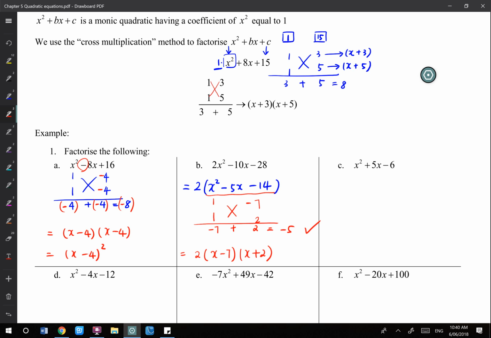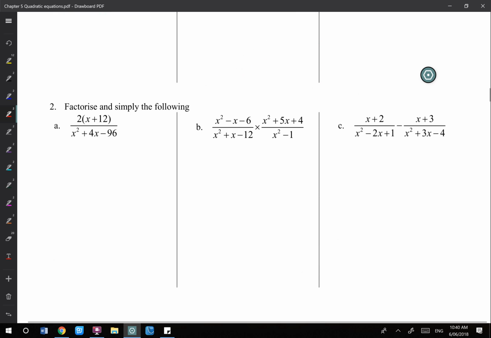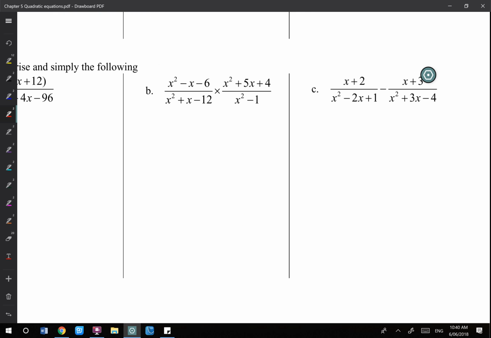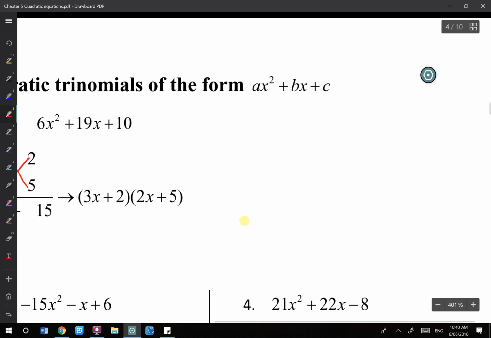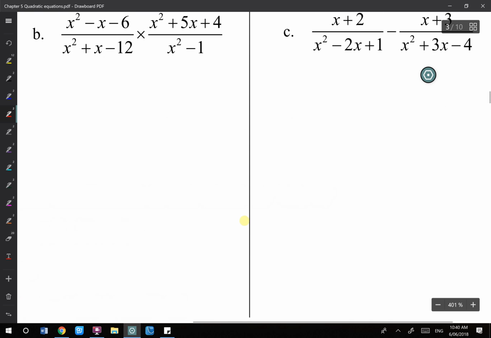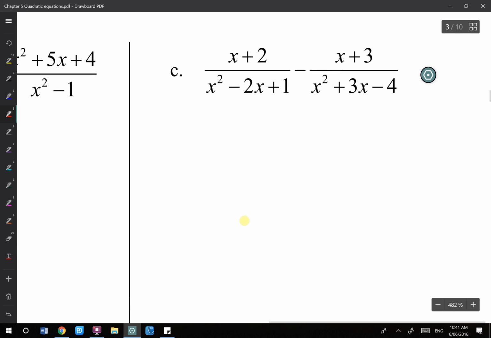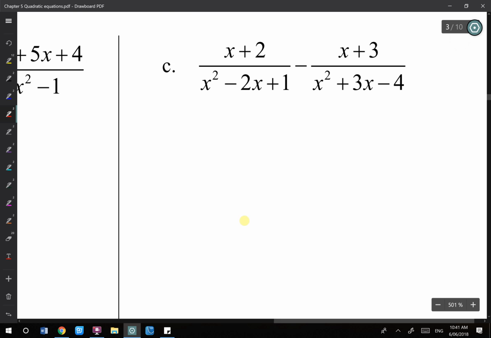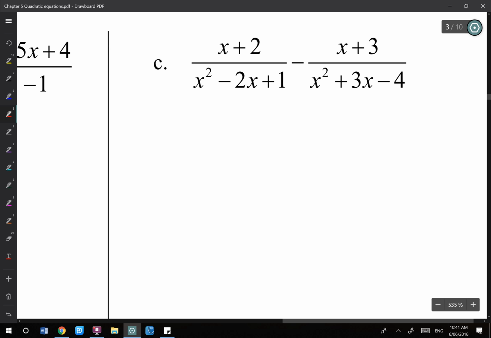I asked you to try all of these questions, and they are not hard except the last one. It's a lot of working for the last one. So if you can have a look at C. For C, the first step is always factorize.